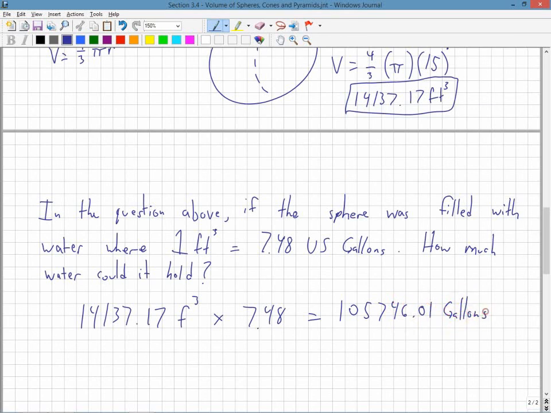gallons, US gallons. So for capacity, usually what they'll do is they give you some rate of capacity, and you usually have to multiply your volume by that capacity to figure out what it would be equal to.